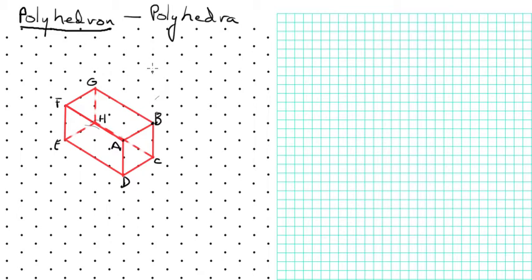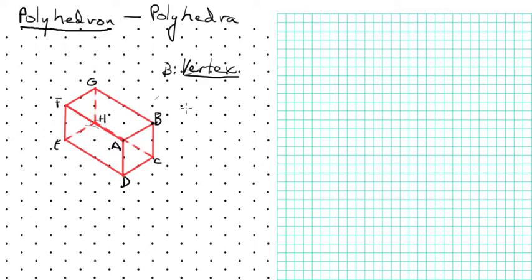For example, B is a vertex. Now, what are some of the other vertices on here? Well, C is a vertex. Remember, a vertex is a point, just like the vertex of an angle is a point, or the vertex of a triangle is a point. A vertex of a polyhedron is a point. So, as you can see here, how many vertices do we have? A, B, C, D, E, F, G, H. 1, 2, 3, 4, 5, 6, 7, 8 vertices on this particular polyhedron.